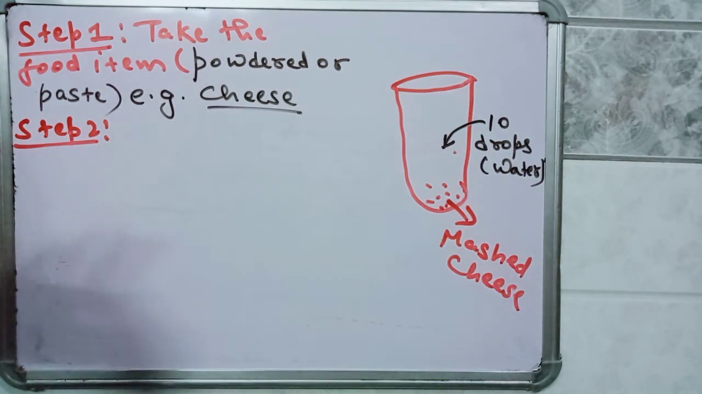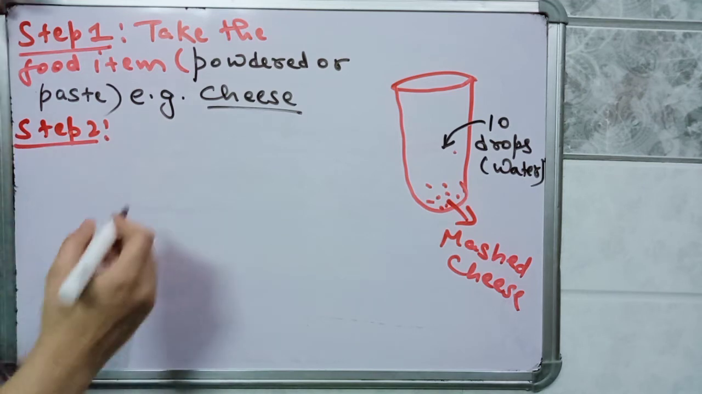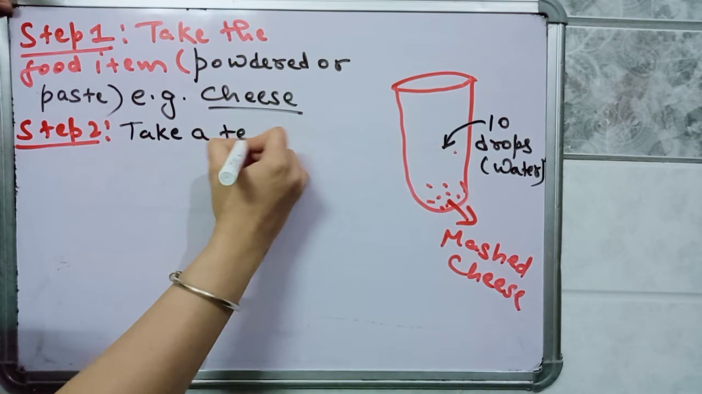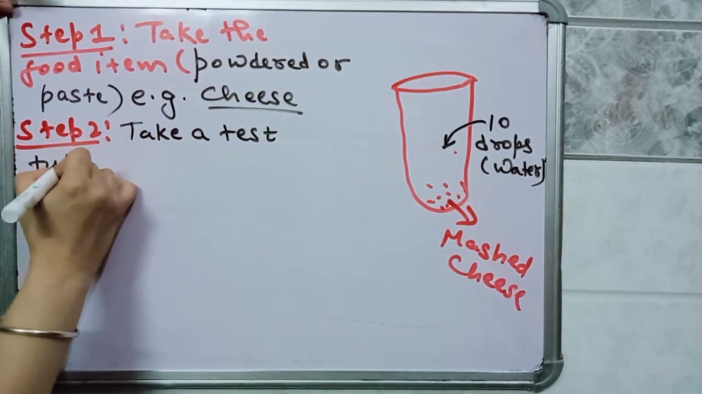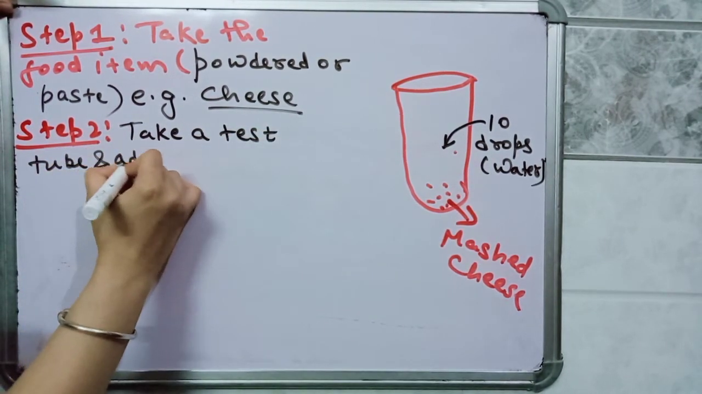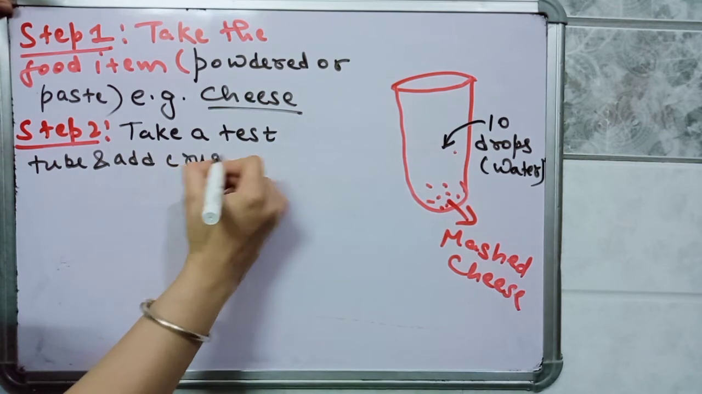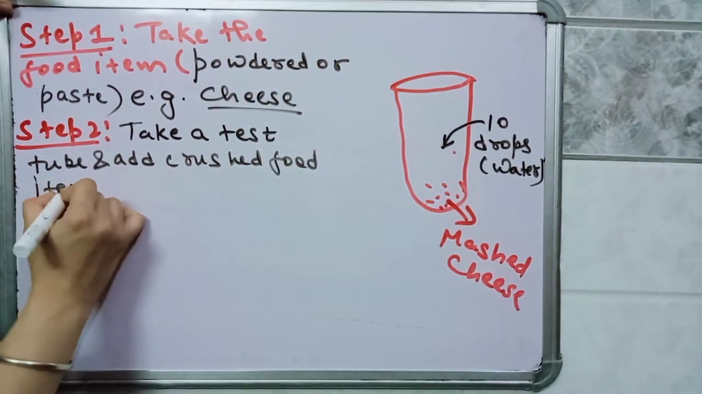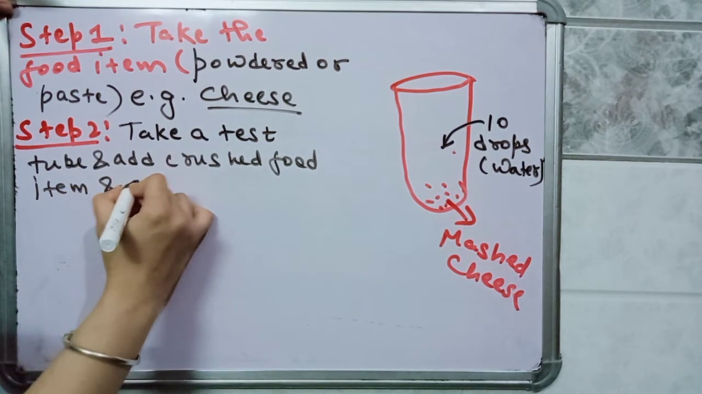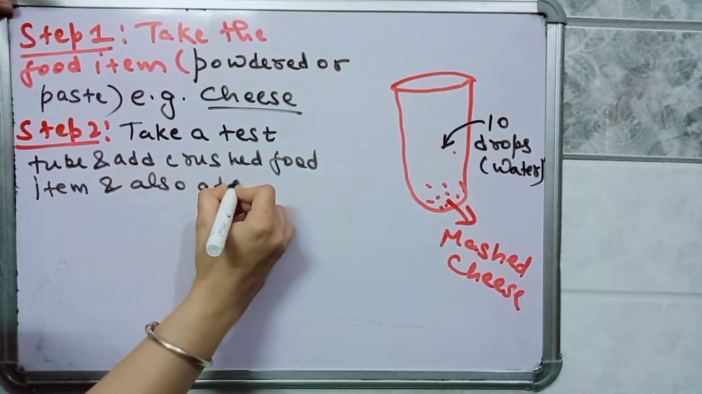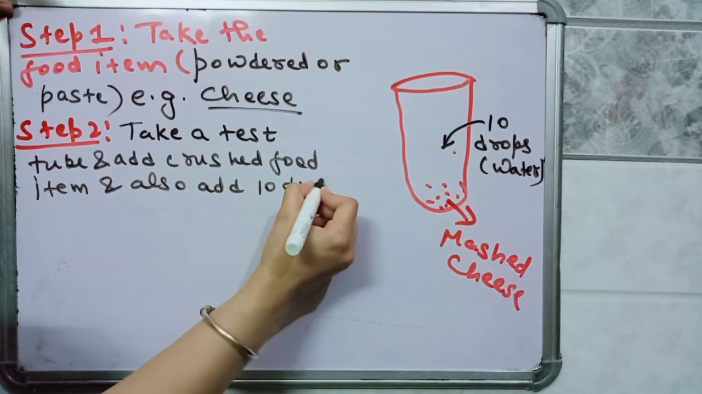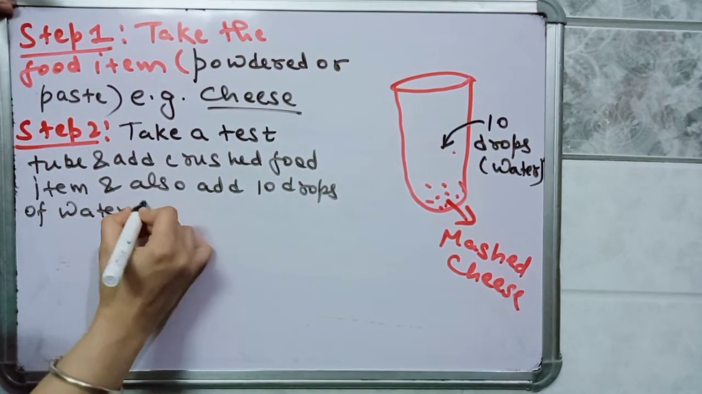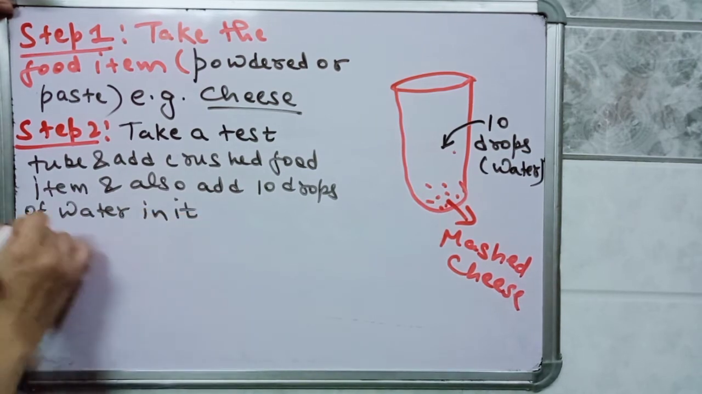In this second step, what will you do? Take a test tube and add the crushed food item, and also add 10 drops of water in it. Okay, and shake this test tube very well.